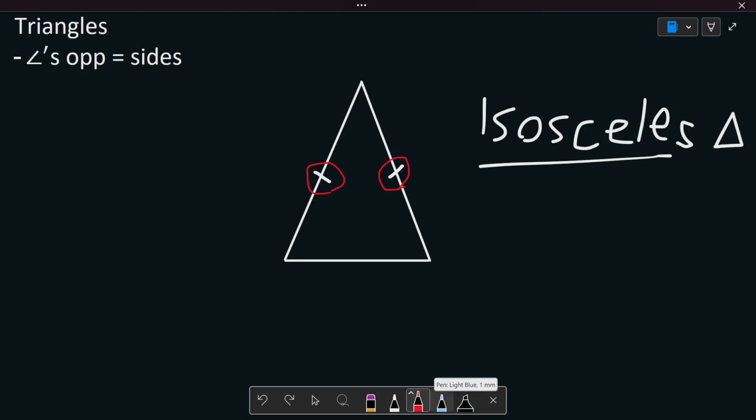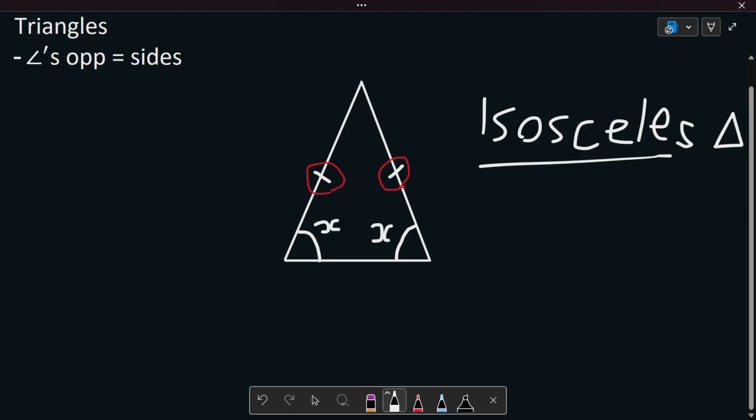But what else do we know about an isosceles triangle? We know not just two sides are going to be equal in length, but two angles will be equal too. If you can remember where the angles were, it was here. So if I say that this angle is angle X, then this angle here also needs to be angle X.